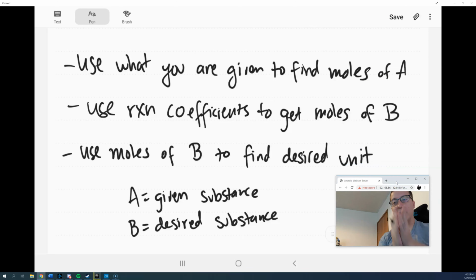So we'll use whatever you're given to find moles of A. You use your reaction coefficients, and then you take moles of B and use it however you need to find your reaction quantity. Yeah, we're going to break right now. I just wanted to do a quick little summary.